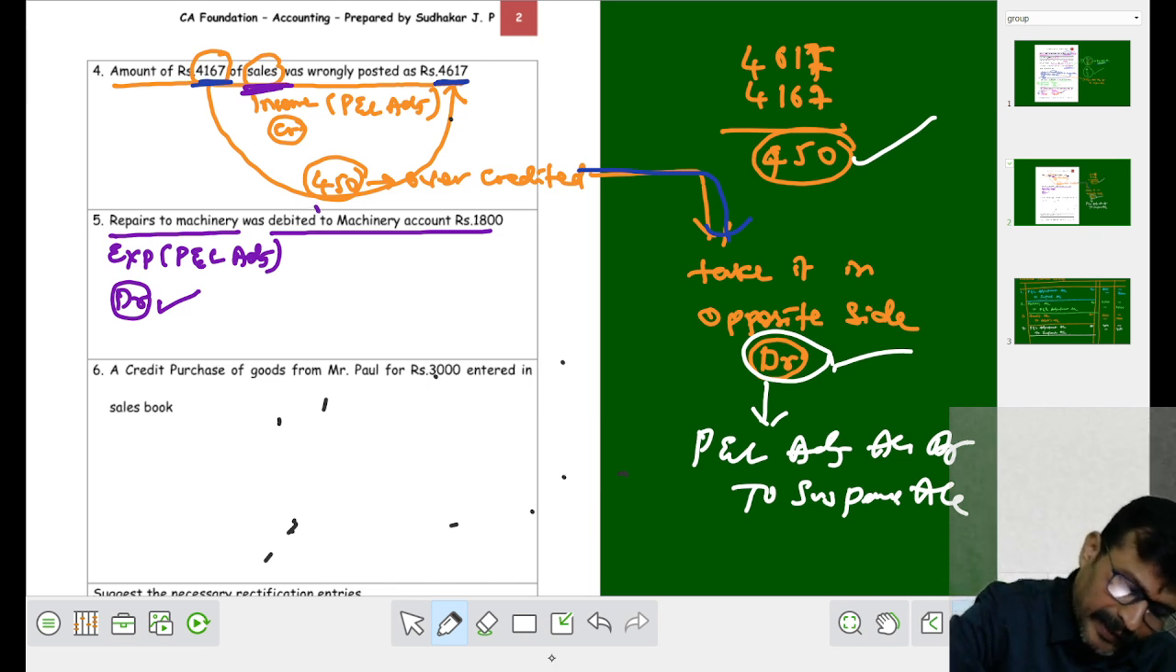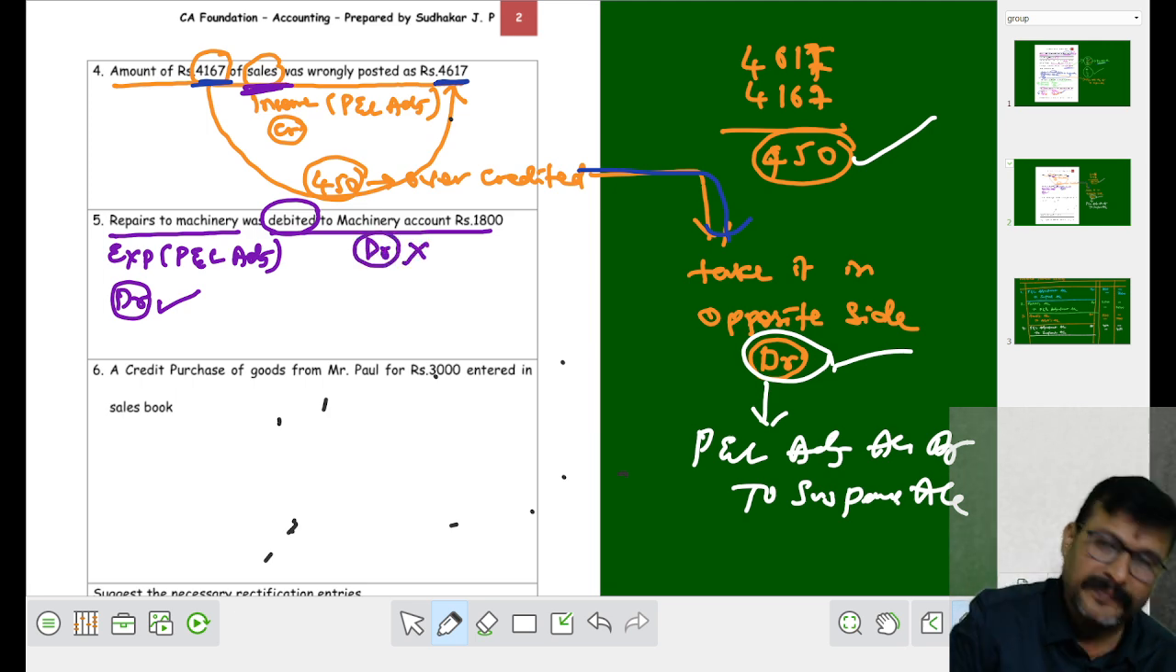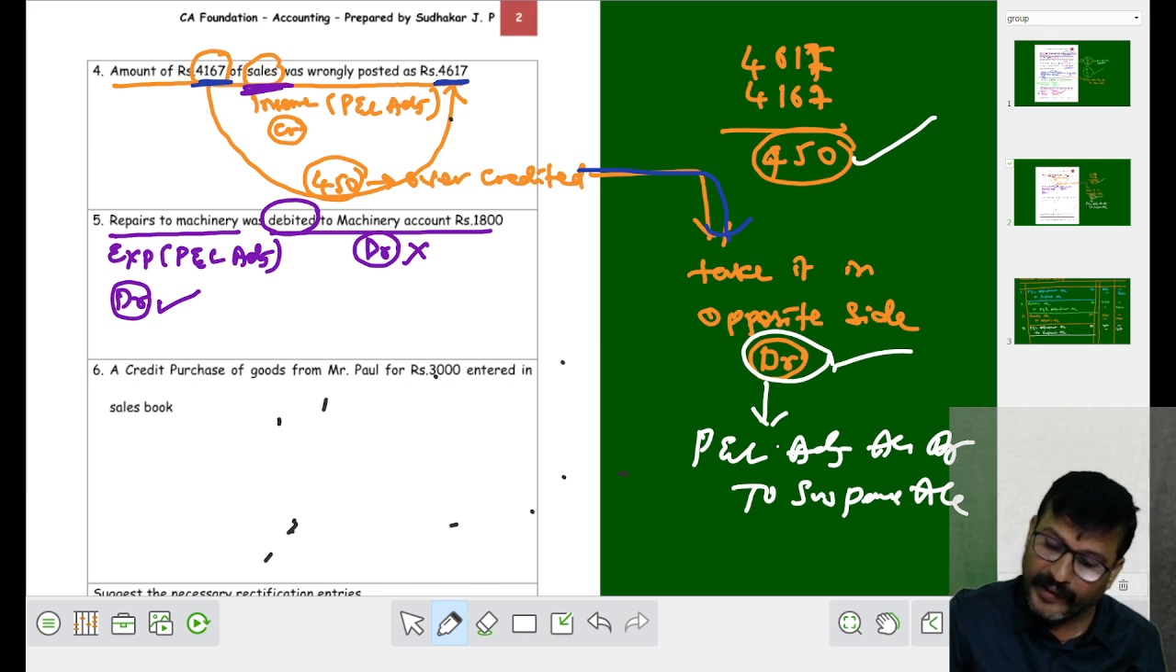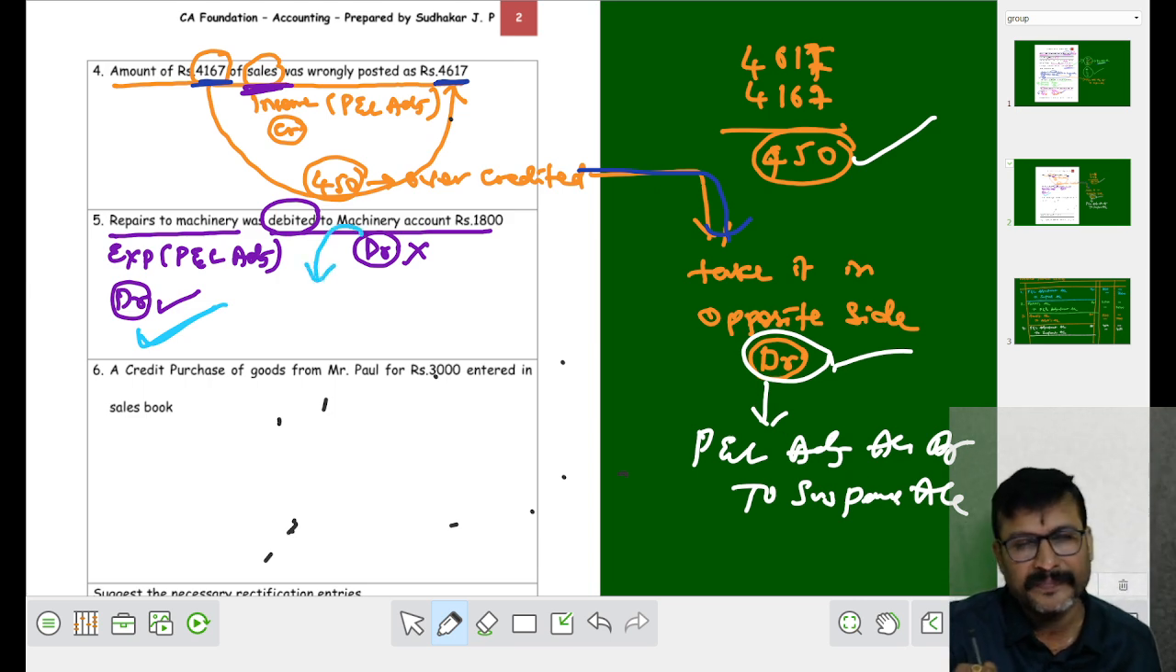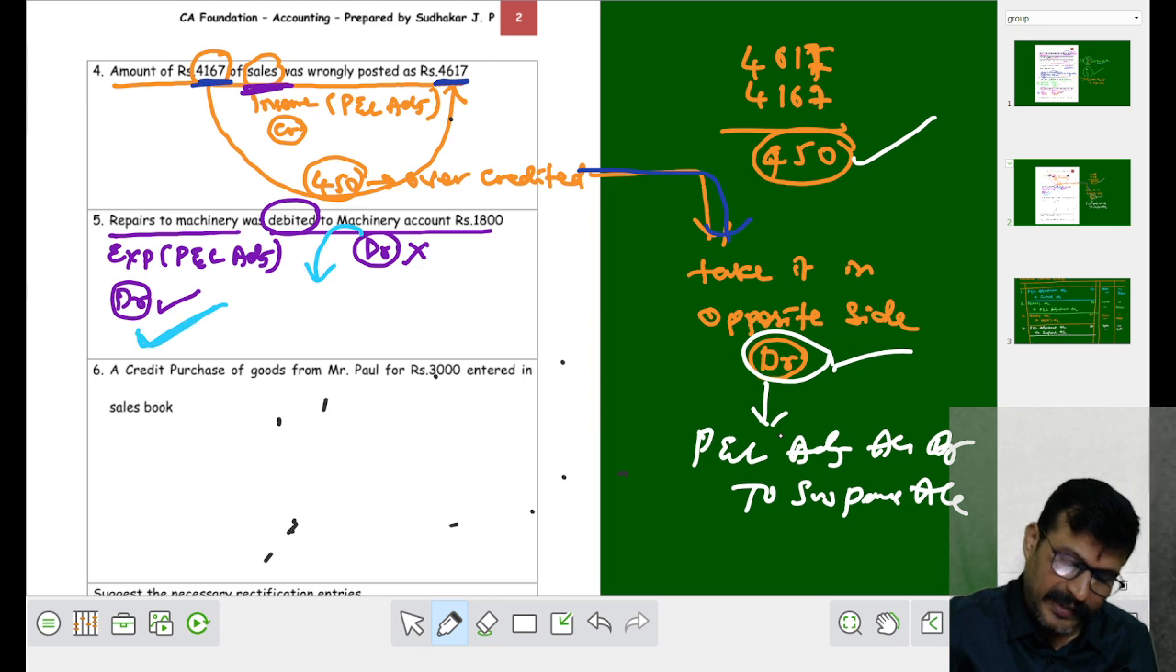When you debited in machinery account, it is what debit? Wrong debit. Now how to rectify? Keep the correct in the same place, shift the wrong in the opposite place. Did you understand? Always I used to tell you, for every transaction I used to repeat it. Keep the correct in the same place, shift the wrong in the opposite place. Now what is your entry?